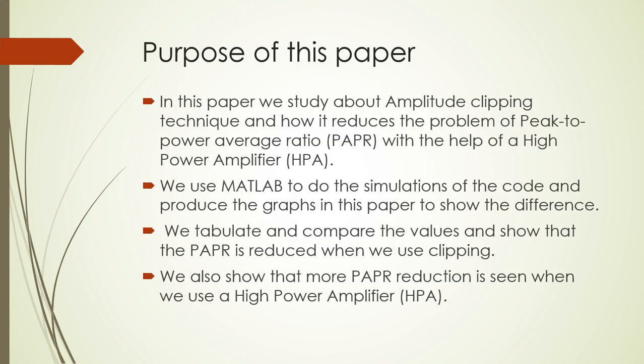The purpose of this paper. In this paper, we study the amplitude clipping technique and how it reduces the problem of peak to average power ratio with the help of a high power amplifier. We use MATLAB to do the simulations of the code, and we produce graphs in this paper to show the difference. We tabulate and compare the values that show that PAPR is reduced when we use clipping. We also show that more PAPR reduction is seen when we use a high power amplifier.